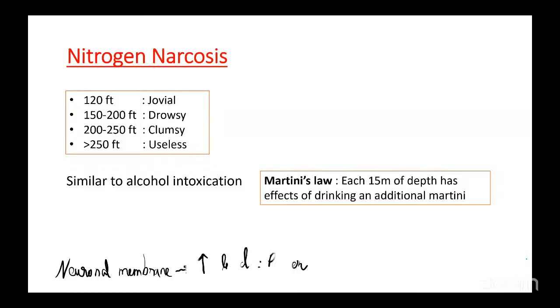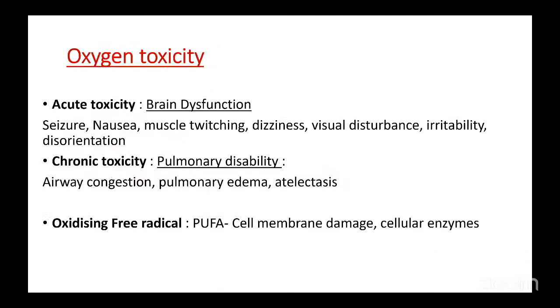So the neural membrane, which has a high lipid ratio, can now, because of the effect of nitrogen, have altered ionic conductance and cause problems. That is why this is said to be happening over here. That is with regard to nitrogen.